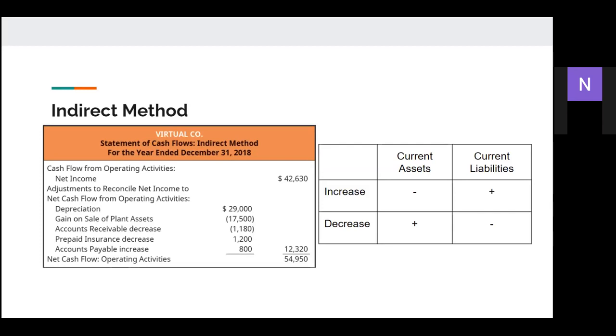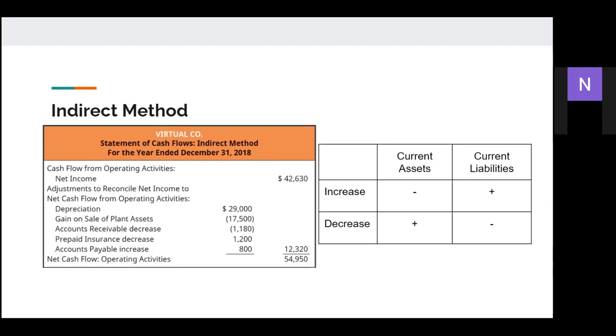The indirect method derives the net cash provided by or used in operating activities by adjusting profit for income and expense items not resulting from cash transactions. So kung kanina sa direct method, yun yung mga cash transactions, di ba? Yun yung kaka-receive ka ng cash, magbabayad ka ng cash. Sa indirect method naman, non-cash, not resulting from cash transactions.